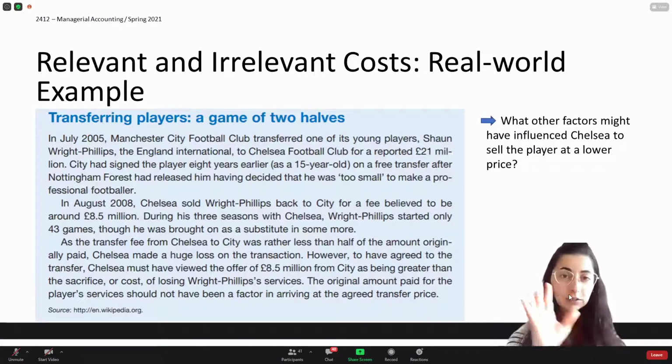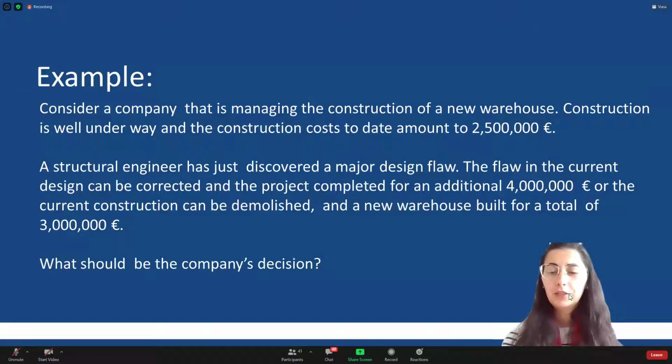But I think I understand what you mean. Okay, very good. Now, just before we finish, let's go through this example. Anyone else want to participate before we go to this example? No? So we have this example.